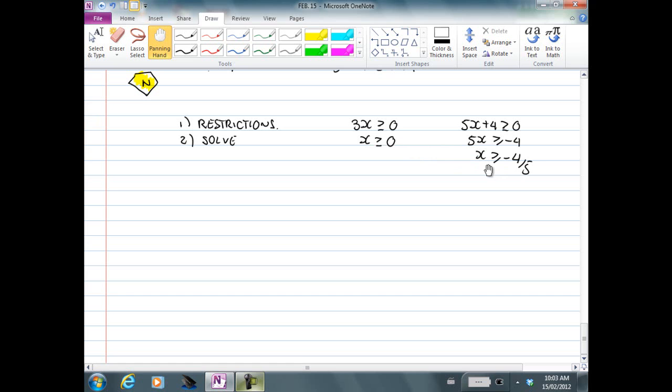This is a bit of logic. You got to think about this one. Let's look at a number line system. When I look at a number line system, I have my first one, x is greater than or equal to 0. So let's look at here. It means everything to the right. Negative 4 over 5 is going to be somewhere around here. Which is the main restriction that satisfies everything.